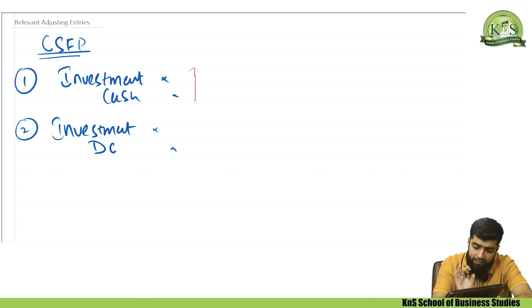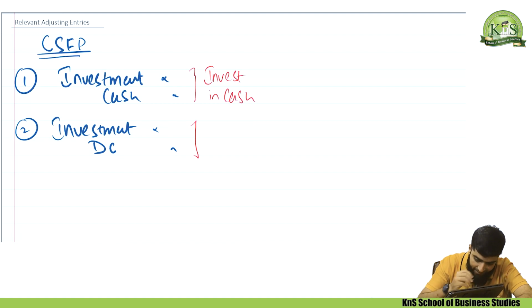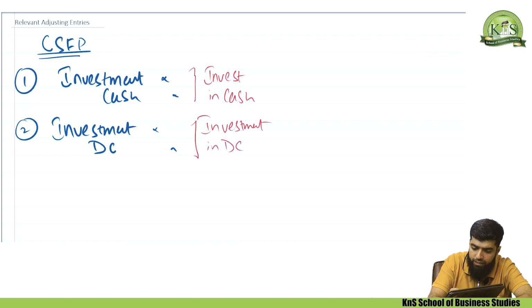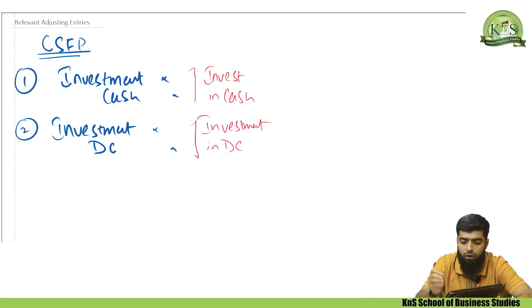That is, investment debit and cash credit is the investment in the form of cash. Now the other one is the deferred consideration, which means that the investment is made and the amount will be paid later on. So always remember, this will be recorded at its present value.